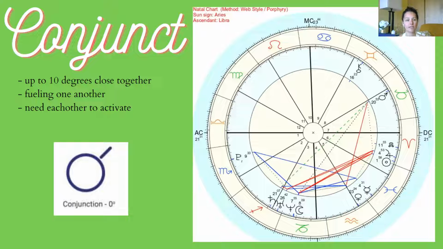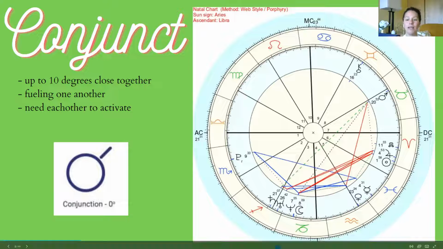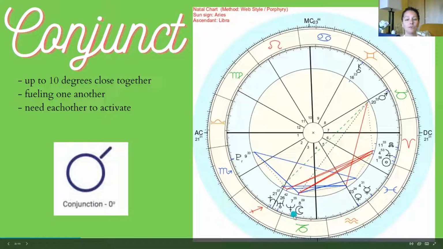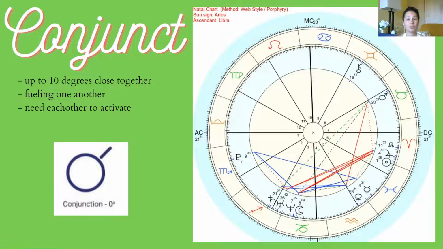What the conjunction means is that these two planets are basically fused together. They act as one energy and they need each other to activate. They need each other to work. So, for example, my emotional world needs to be very rooted in the spiritual because Neptune's all about spirituality, Moon's all about emotions. If they're conjunct, my emotional world is very much nourished by spirituality. There's no way around it. If my spiritual life is alive, my emotions will feel better.